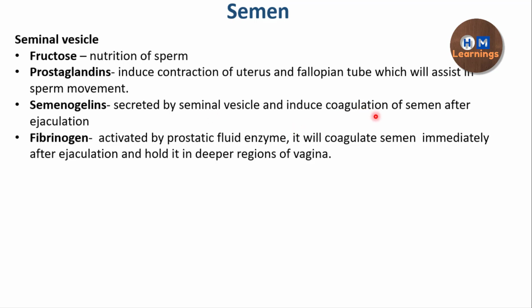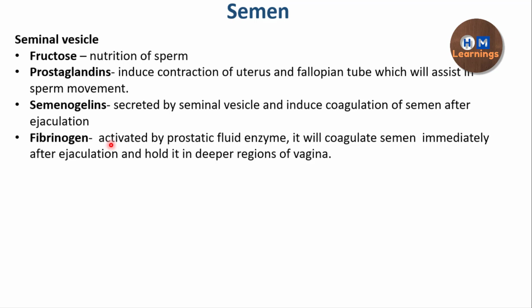Then seminogelins, they are secreted by the seminal vesicle, and they are going to induce a coagulation of the semen after ejaculation. So soon after ejaculation, the seminogelins as well as fibrinogen are going to coagulate the semen which is being ejaculated. And the advantage of coagulating soon after the ejaculation is that it is going to hold that semen in the deeper recesses of the vagina. So these two are important to induce the coagulation of the semen.